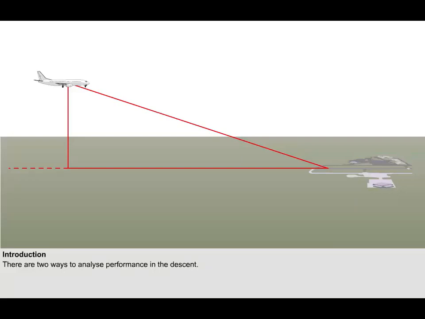This lesson on descent performance will focus mainly on the forces in the descent and what factors govern the descent. In a normal flight, the descent will occur at a point we define as the top of descent, which may be up to 200 miles before the destination aerodrome.